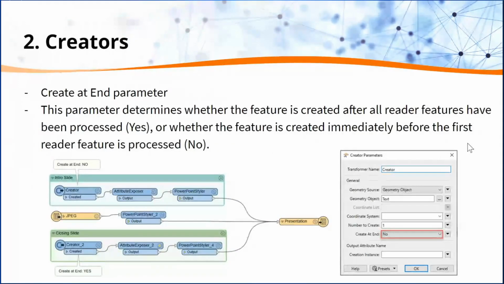If you're using creator features in your workspace, the creators have a parameter called create at end. This parameter determines when creator features will be created, whether it's after or before all reader features have been processed. So in this screenshot, we have the title feature being created before all the JPEGs are read. And then we have our closing creator feature created after all the JPEGs are read. That way we have a nice natural flow going to our writer.